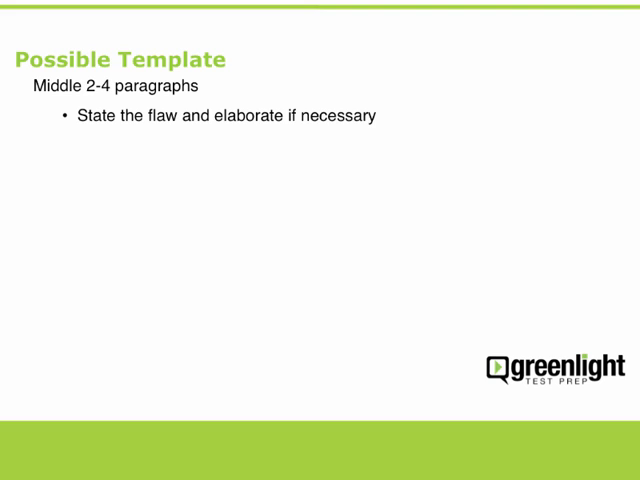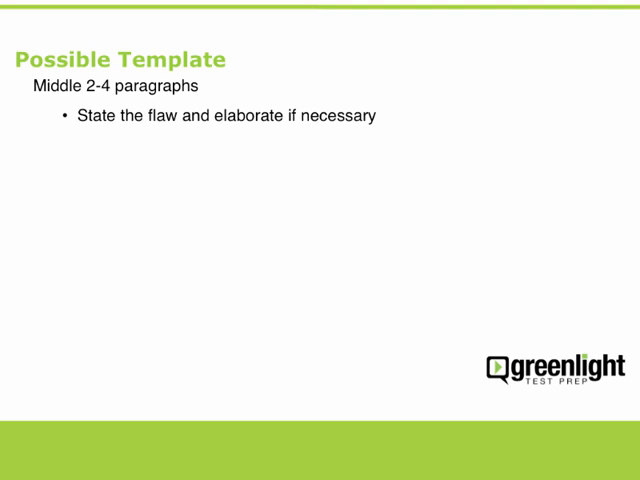Following the introductory paragraph, the next 2 to 4 paragraphs will be devoted to the flaws you've identified, with one paragraph per flaw. Each of these paragraphs will begin by stating the flaw and elaborating if necessary. Now from here, I'm going to list several possible things you might include in a middle paragraph. However, it's unlikely that you'd ever address all of these points in one paragraph. I'll explain what I mean by that in a moment.